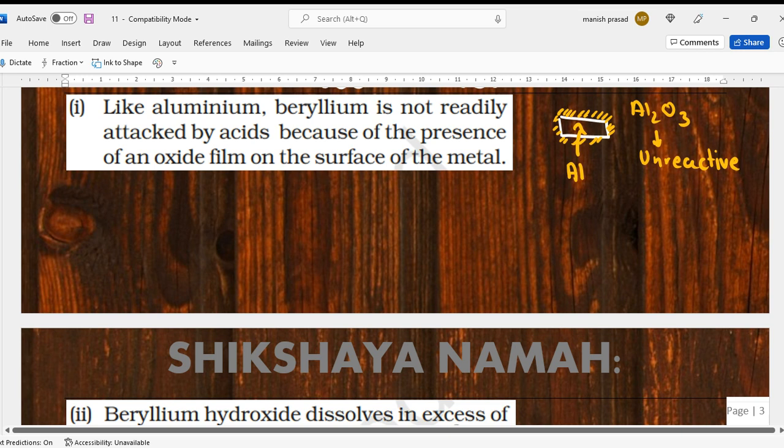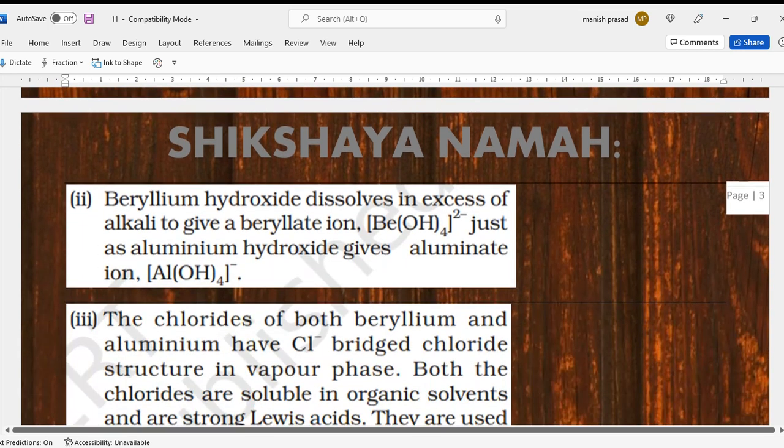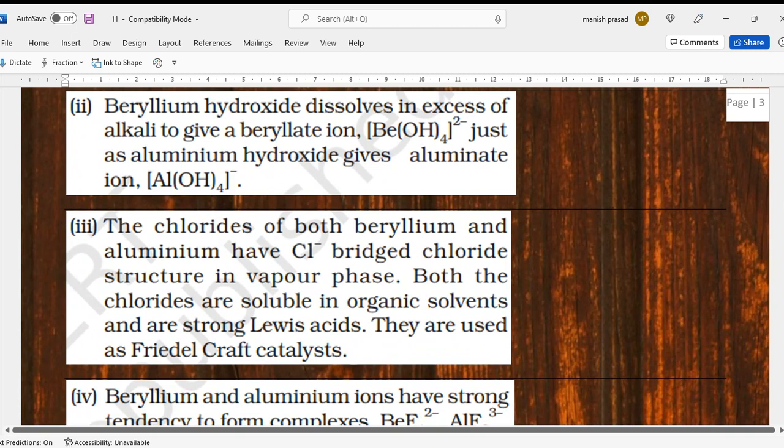Okay, the next one is for you, beta. Sir, but what do they mean by diagonal relationship?